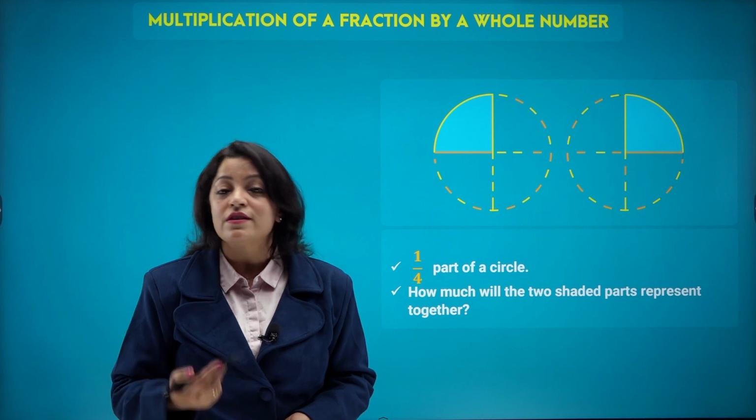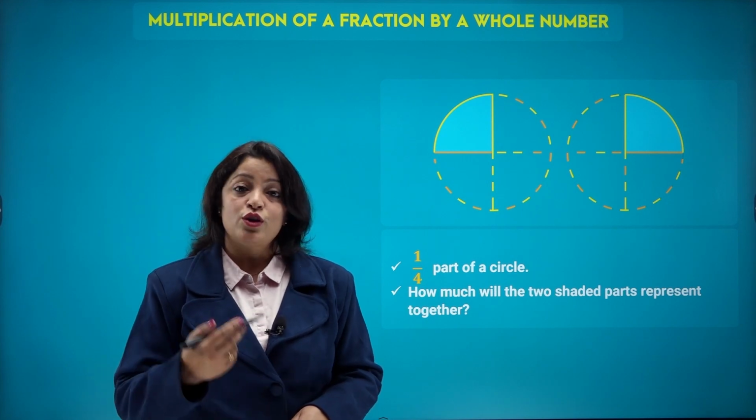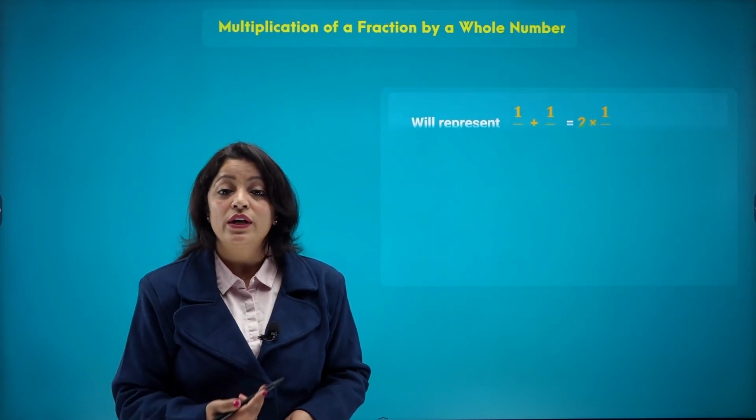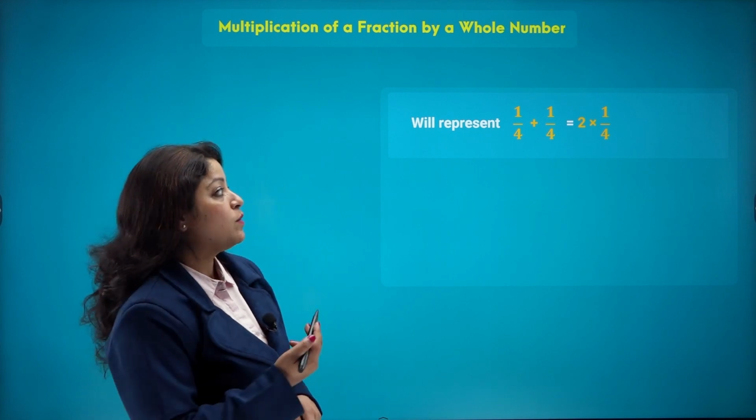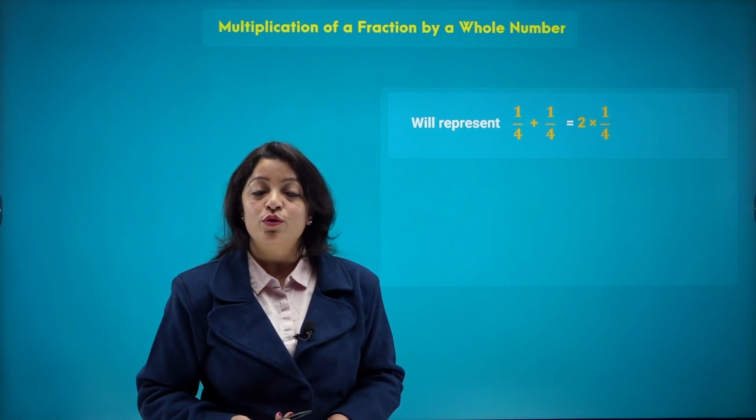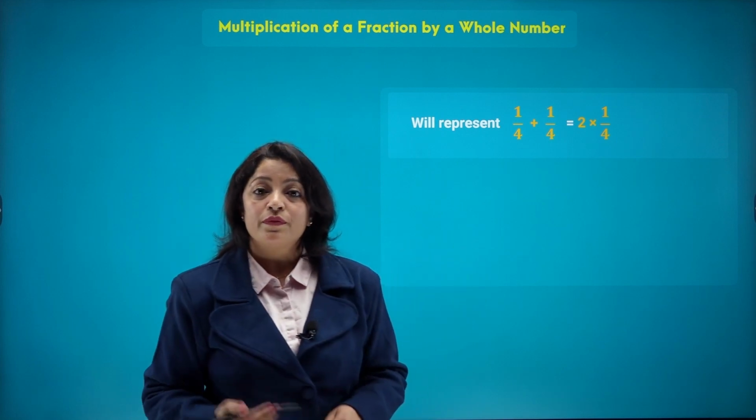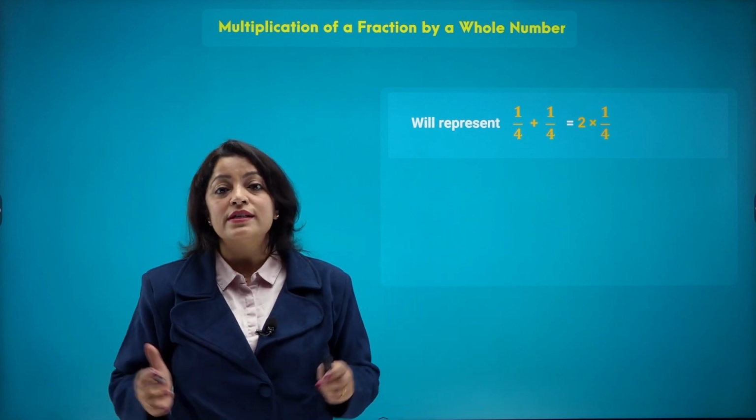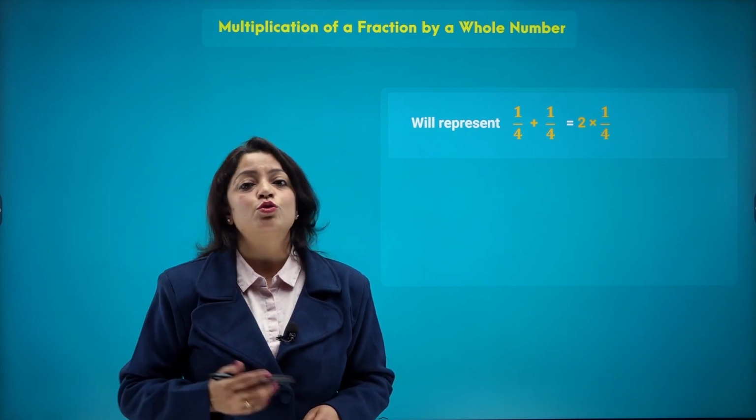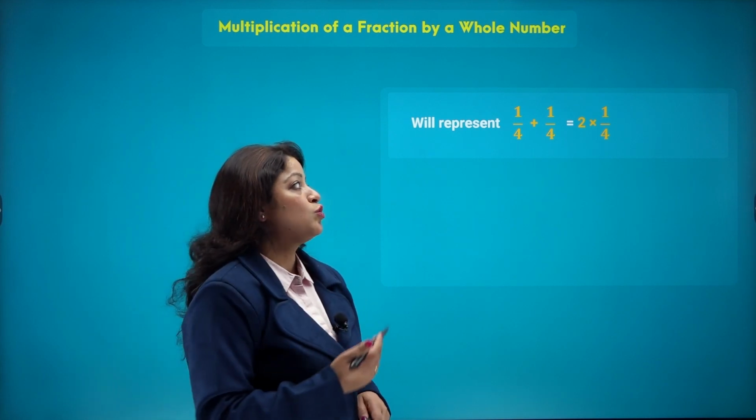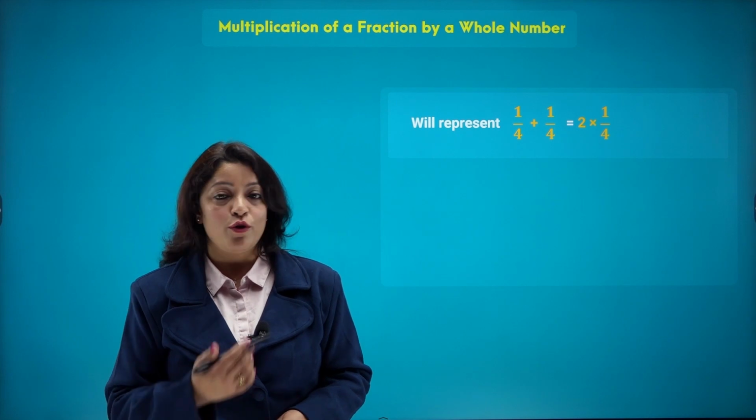Now together here is again addition, but instead of writing it as addition, how can we write it? 1 over 4 plus 1 over 4 can also be written as 2 times 1 over 4, because here 1 over 4 is added how many times? 2 times. So the result will be 2 multiplied by 1 over 4.